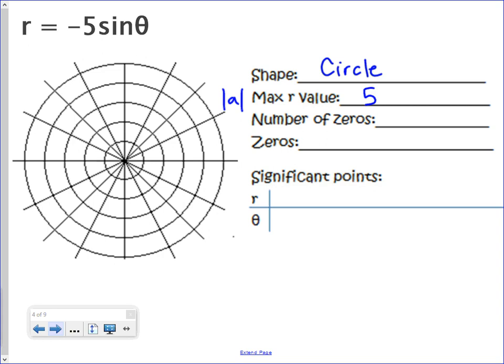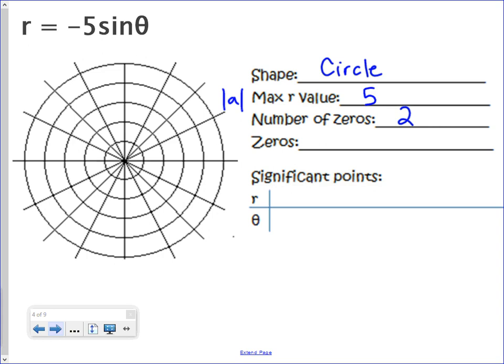Number of zeros: since this is r equals A times sine theta, how many zeros should it have? 2, because it starts at the pole and it must end at the pole, so it's going to cross the pole twice. So we're going to say the number of zeros is equal to 2. And now we've got to find the zeros.